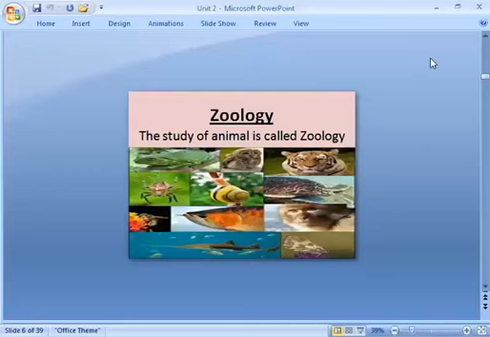Before we study about the animal life, it is necessary to know what is called zoology. The study of animals is called zoology. Repeat with me. The study of animals is called zoology. The branch of science that deals with the study of animals is called zoology.